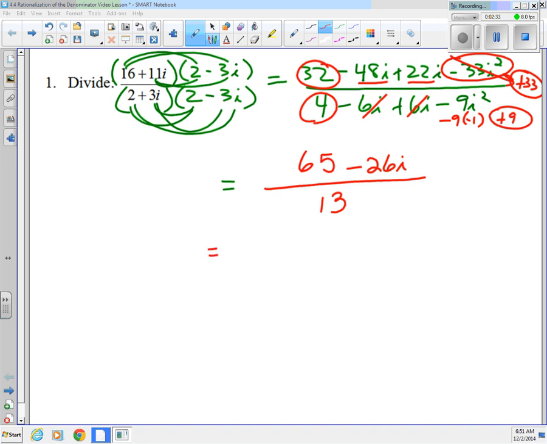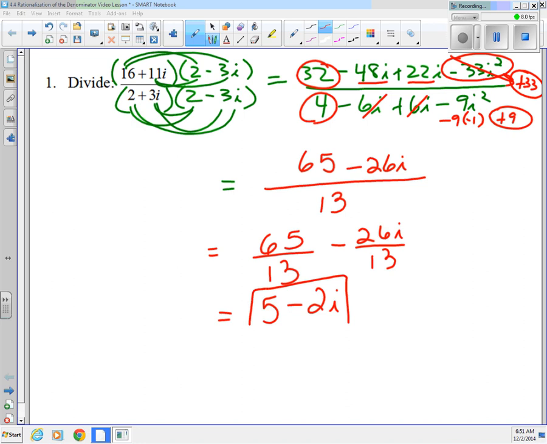And it so happens that both numerator numbers divide, or 13 divides into them very nicely. 65 divided by 13 is 5. 26i divided by 13 is minus 2i. And so my answer here is actually 5 minus 2i. And if you look back at lesson 3.2, before we started this lesson, we multiplied 2 plus 3i times 5 minus 2i and got 16 plus 11i.